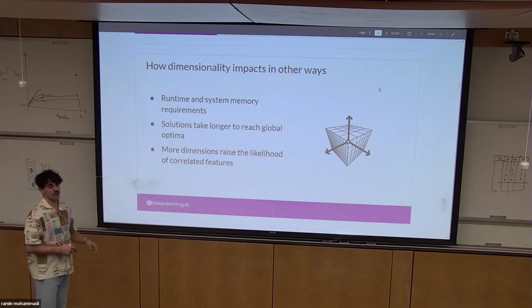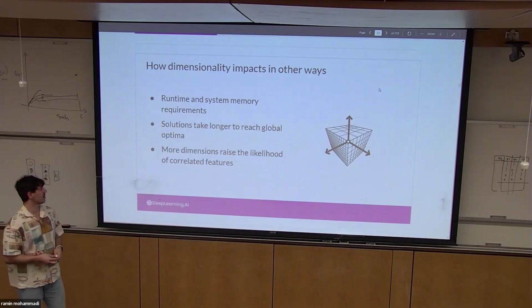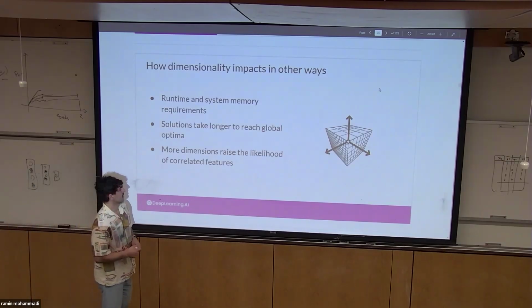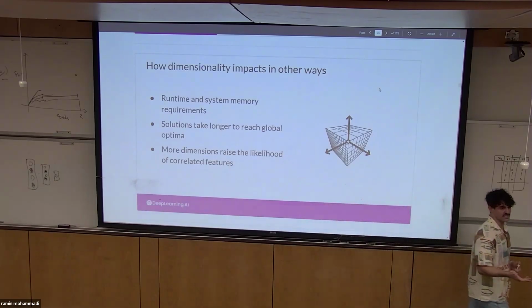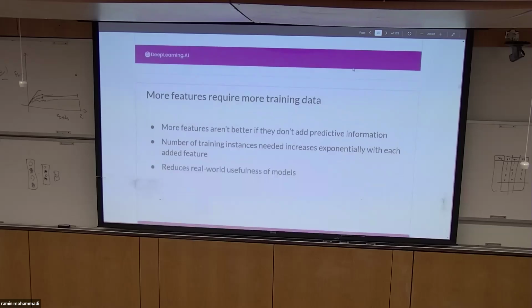It normally takes longer to reach some sort of global optima, if you reach any. And the more features that you have, the higher the correlation among the features. So you have a higher chance of multicollinearity.